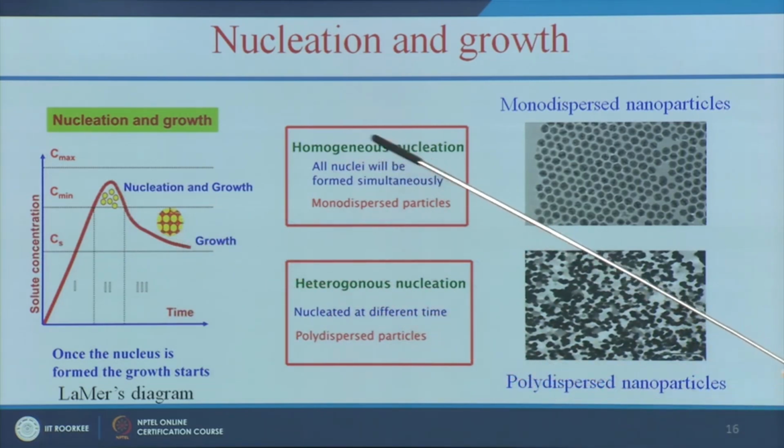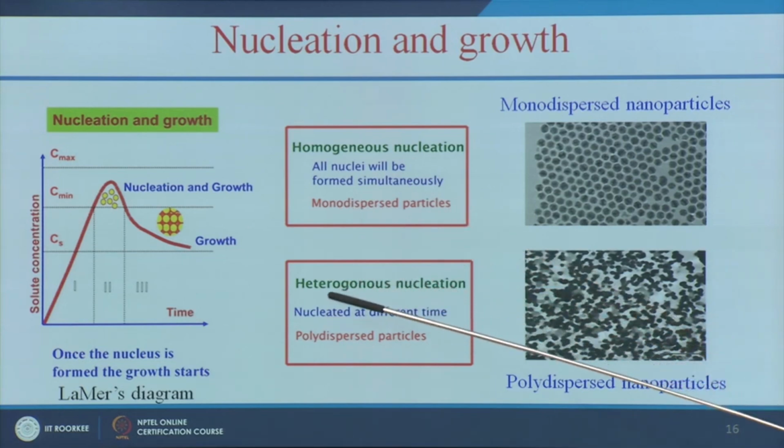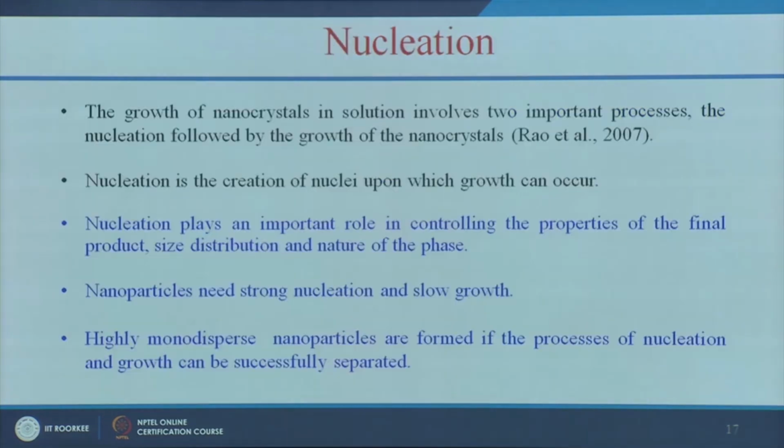So, if the nucleation is homogeneous nucleation, that means all the nuclei form simultaneously, you will get monodispersed particles. Monodispersed means uniform size particles, and if the nucleus is heterogeneous, that means it is nucleated at different times, that means it is polydispersed particles, that means you do not get the uniform size particles. So, when you see these nanoparticles under transmission electron microscope, you can see here uniform size particles, that is called monodispersed particles, and if they are of non-uniform size, that is polydispersed nanoparticles.